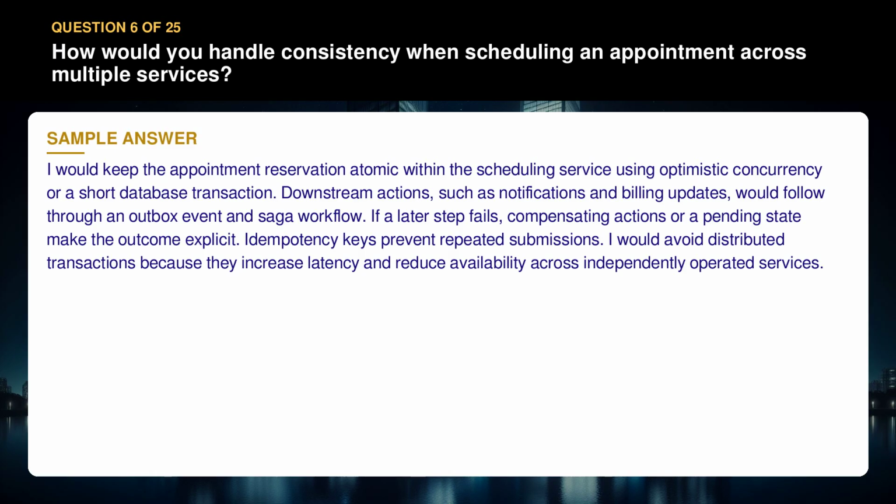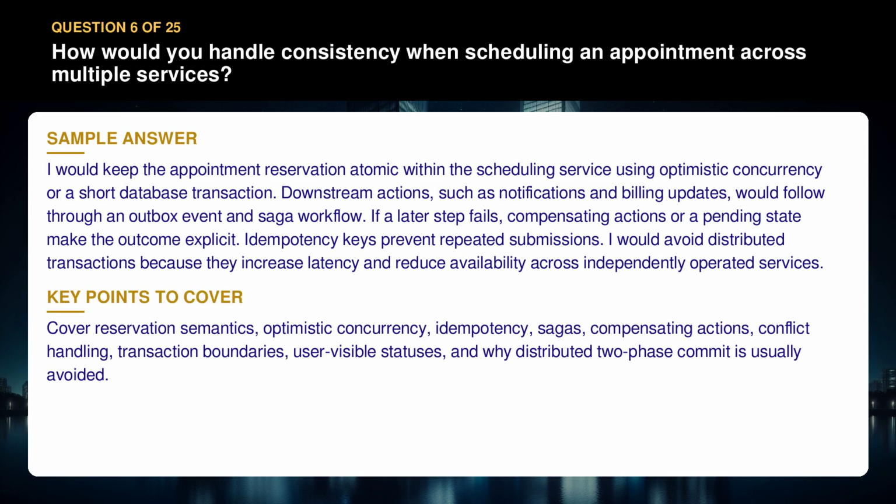Idempotency keys prevent repeated submissions. I would avoid distributed transactions because they increase latency and reduce availability across independently operated services. Cover reservation semantics, optimistic concurrency, idempotency, sagas, compensating actions, conflict handling, transaction boundaries, user visible statuses, and why distributed two-phase commit is usually avoided.